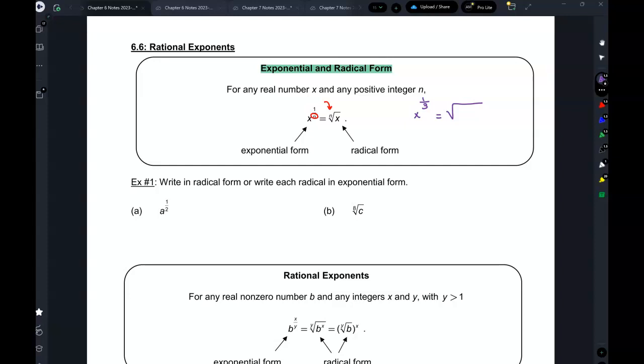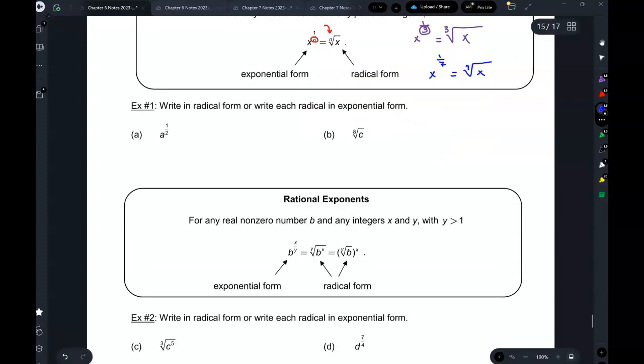Okay, so if you have x to the power of 1 over 3, this turns into a radical with this denominator in the pocket here, and then x is the radicand. All right? So if we have x to the 1 over 7, what would that be? 7th root of x, okay?